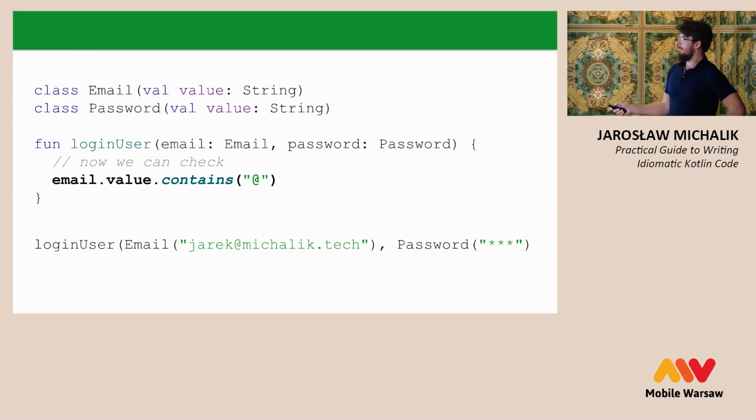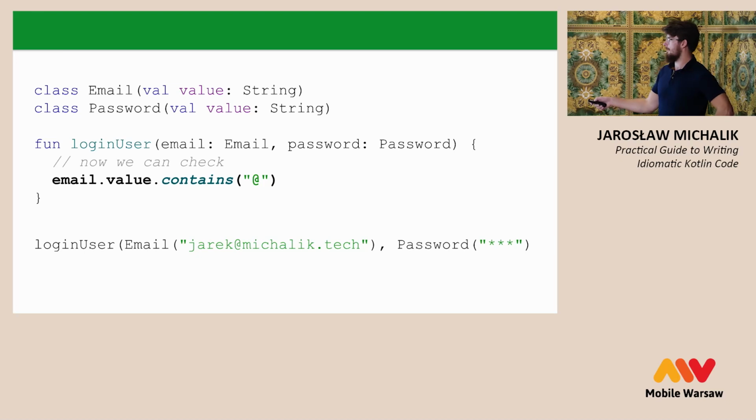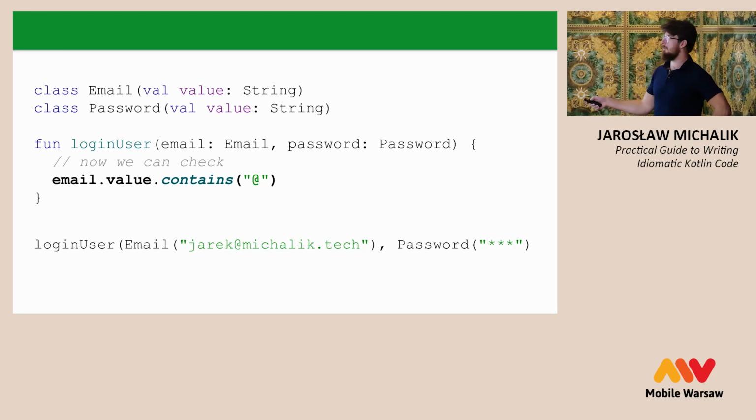Let's suppose we have that kind of class. This could be effectively even a value class. We have some input function that accepts email and password, and we don't want to mix email and the password. But once again, we have to access that underlying value by email.value.contains. So how can we drop this dot value? How can we use directly email contains at?